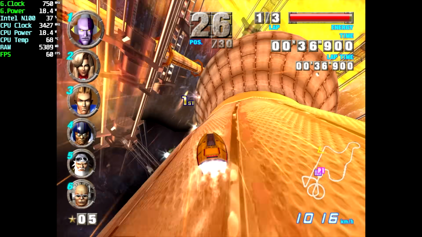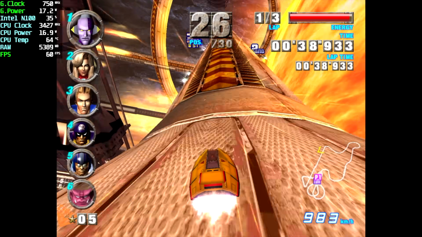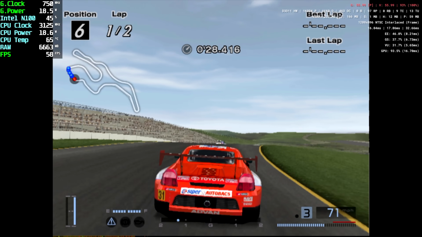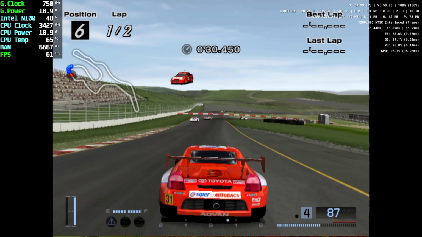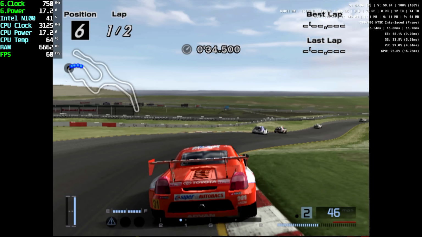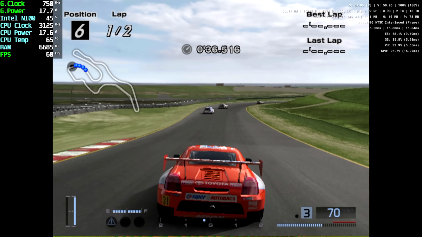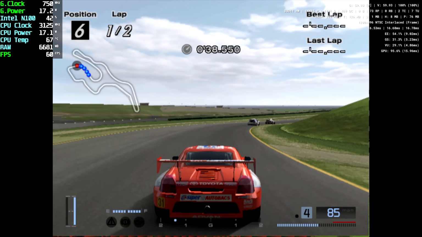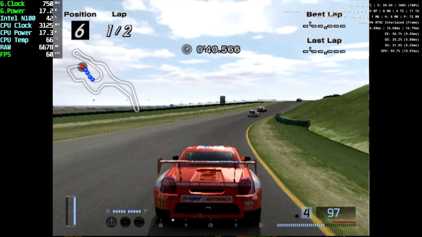So let's take it up to PS2 emulation using PCSX2. We've got Gran Turismo 4 using the DirectX 11 backend, 2x resolution, and I think we could probably go up with this game to around 2.5x the way it is. We're only pulling close to 19 watts here with this one.